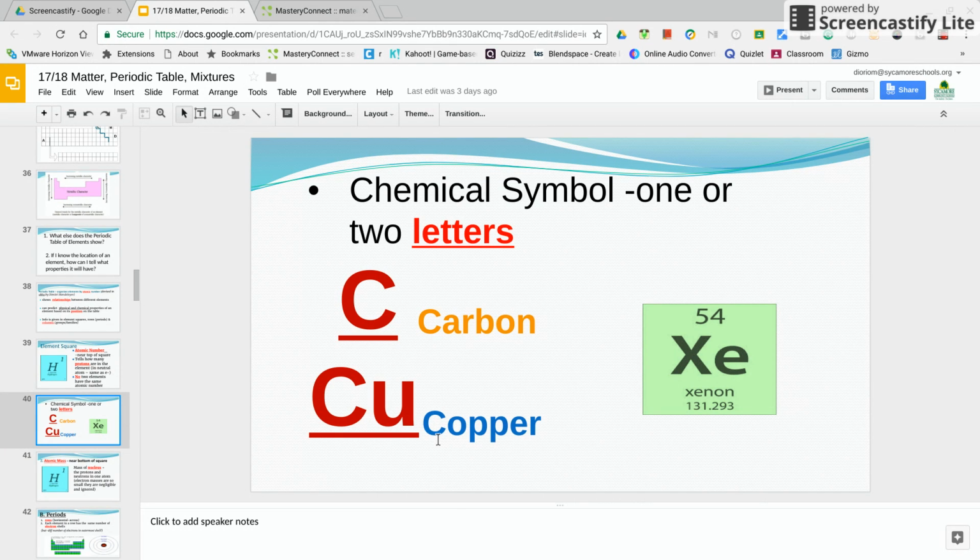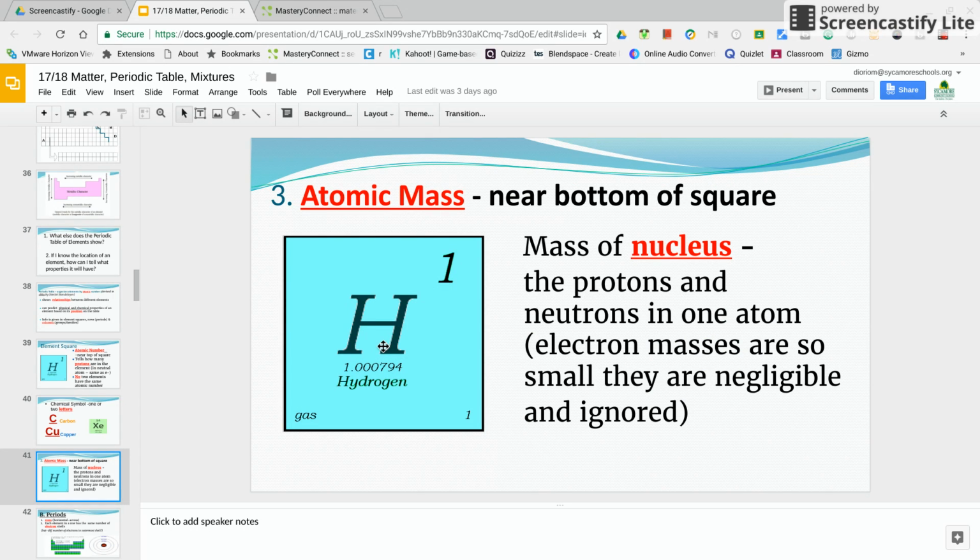So here we have copper. You can't use C because carbon already uses C. You can't use CO because cobalt already has the chemical symbol Co. So what they've done is they've used Cu, which is based upon copper's Latin name. Underneath that chemical symbol, you will see the atomic mass. The atomic mass will tell you how many protons and neutrons are in the nucleus of that particular atom.